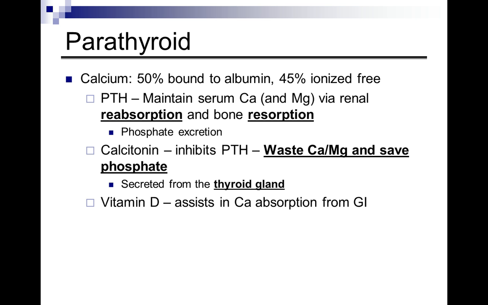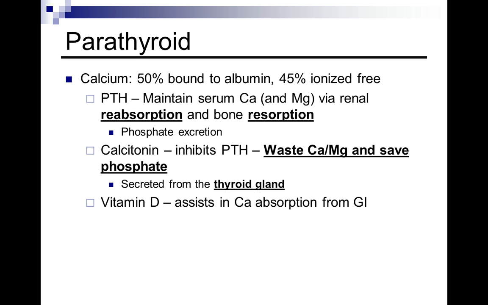Parathyroid hormone is responsible for maintaining your serum calcium and, by the way, magnesium via 2 primary mechanisms: renal reabsorption of calcium and bone resorption, which means pulling calcium out of bone back into the circulation. As an aside, when calcium and magnesium are brought into the bloodstream, phosphate is excreted.